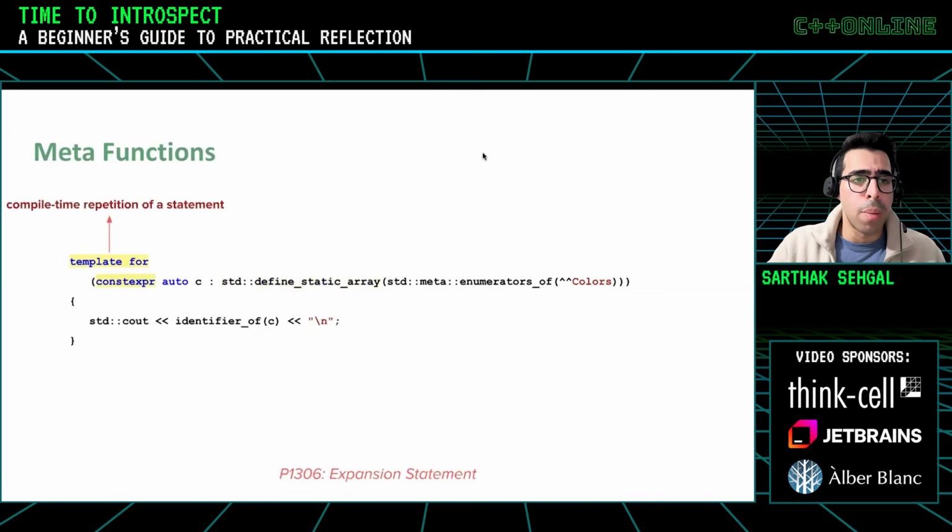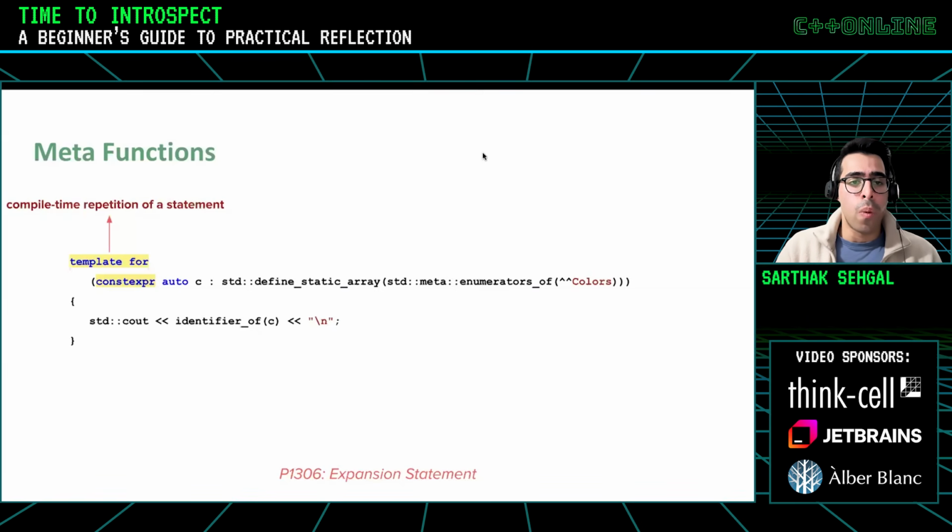The final thing that might be new in this example is the template for and constexpr here. This is something called an expansion statement, which is also being introduced in C++26. I won't go into too much detail of this in this talk, but it is useful for compile-time repetition of a statement. You can imagine a tuple having heterogeneous types, for example an int, char, and double, and there's no straightforward way to iterate over these heterogeneous types right now. And this is where something like a template for statement comes in handy.